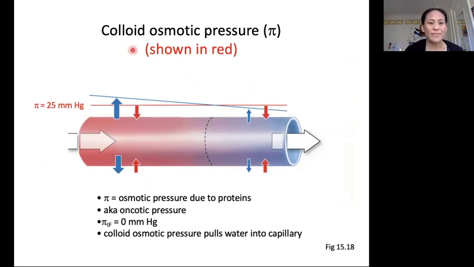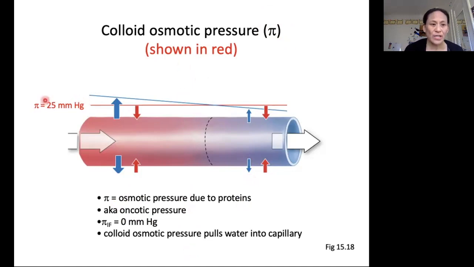Okay, so we have this value that we call colloid osmotic pressure. And that is the osmotic pressure due to proteins. So that's what we are focusing on here, because most of the other solutes around can move by diffusion and other mechanisms. So really it's the proteins that are going to be governing osmotic activity across the capillary wall. Colloid osmotic pressure is also known as oncotic pressure, and it is designated using this symbol here, pi, okay?